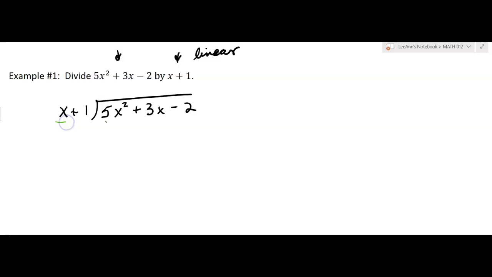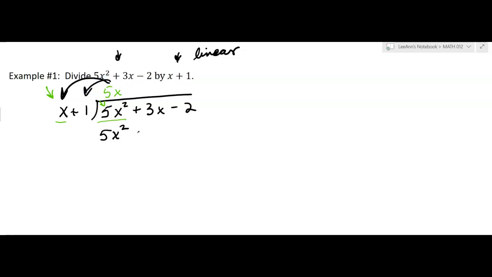So how many times does x go into 5x squared? 5x. I always think, what can I multiply that first term here by to get the first term in the dividend? Okay. Then we do the multiplying. So 5x times x is 5x squared. I always double check to make sure that's working. Those first terms should match.